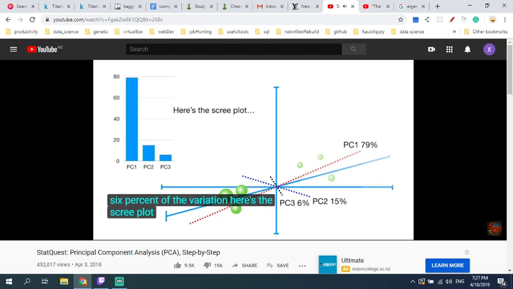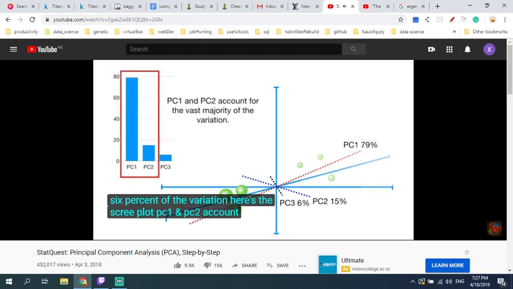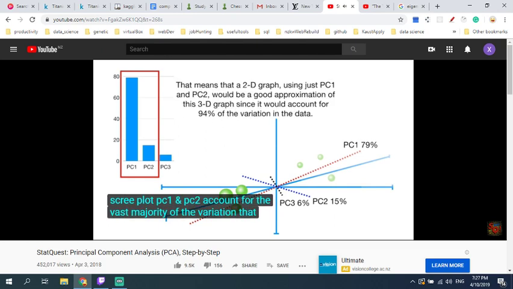Here's the scree plot. PC1 and PC2 account for the vast majority of the variation. That means that a 2D graph using just PC1 and PC2 would be a good approximation of this 3D graph, since it would account for 94% of the variation in the data.